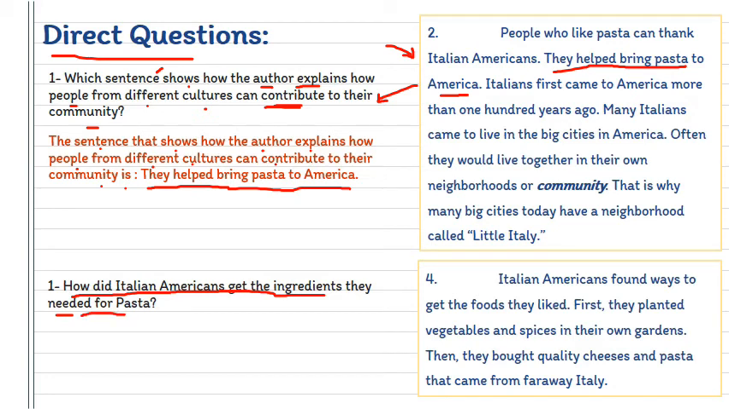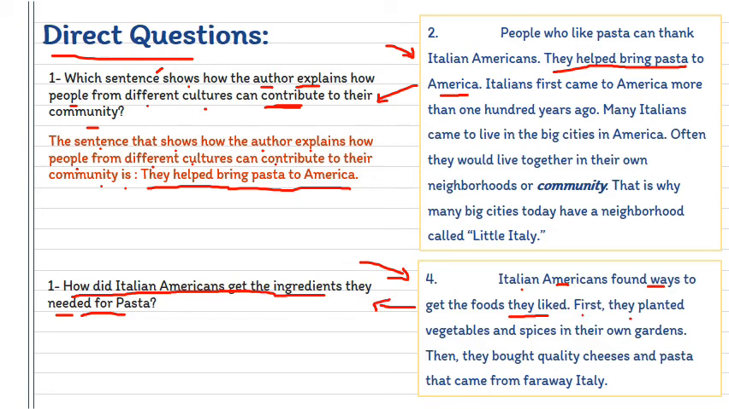Second question, how did Italian Americans get the ingredients they needed for pasta? How did they get it? What did they do in the beginning? So here I go to paragraph number 4. Italian Americans found ways to get the food they liked. This sentence is a link to this question.